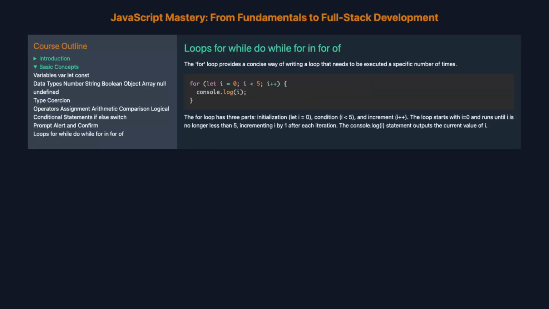Loops: for, while, do while, for in, for of. The for loop provides a concise way of writing a loop that needs to be executed a specific number of times. The for loop has three parts: initialization, let i equals 0, condition, i less than 5, and increment, i++. The loop starts with i equals 0 and runs until i is no longer less than 5, incrementing i by 1 after each iteration. The console.log(i) statement outputs the current value of i.